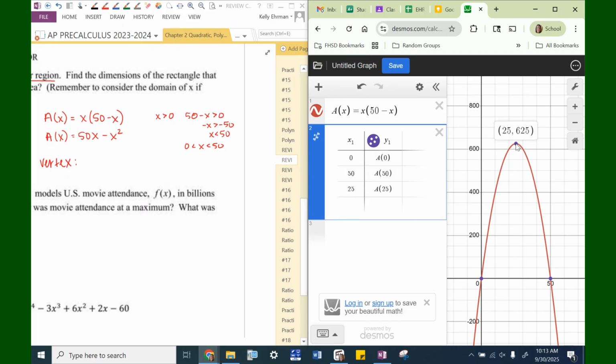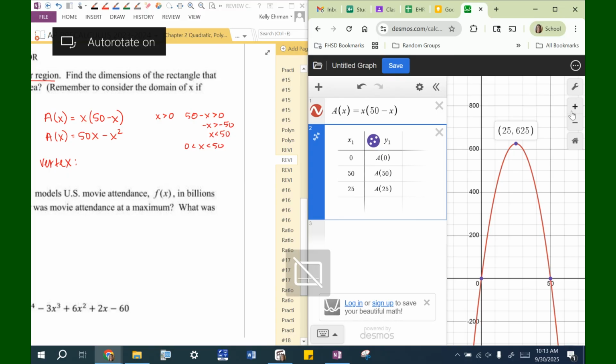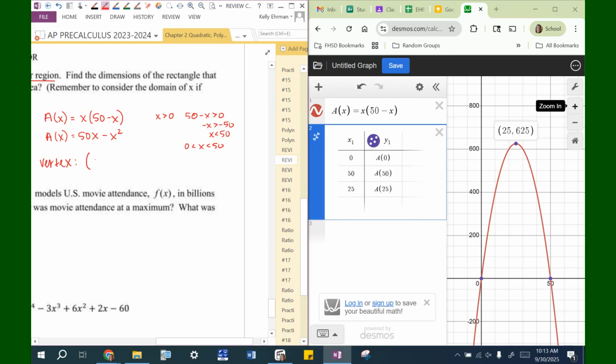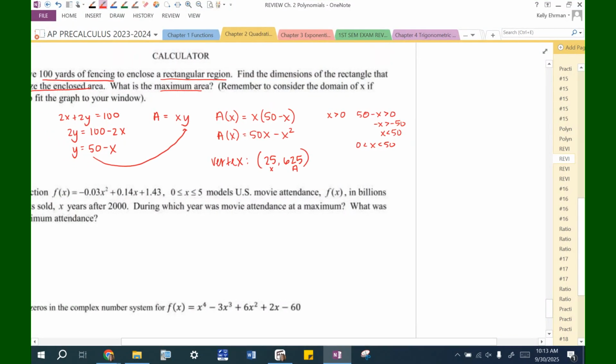But that 25 is the vertex. If you have a parabola and you know the two zeros, the vertex has to be in the exact center between them. So the vertex is 25, 625. And remember what this represents in your A of x equation. The inputs are the values for x, and the outputs are the values for area. So when this problem says, what is the max area? Max area equals 625 square yards.